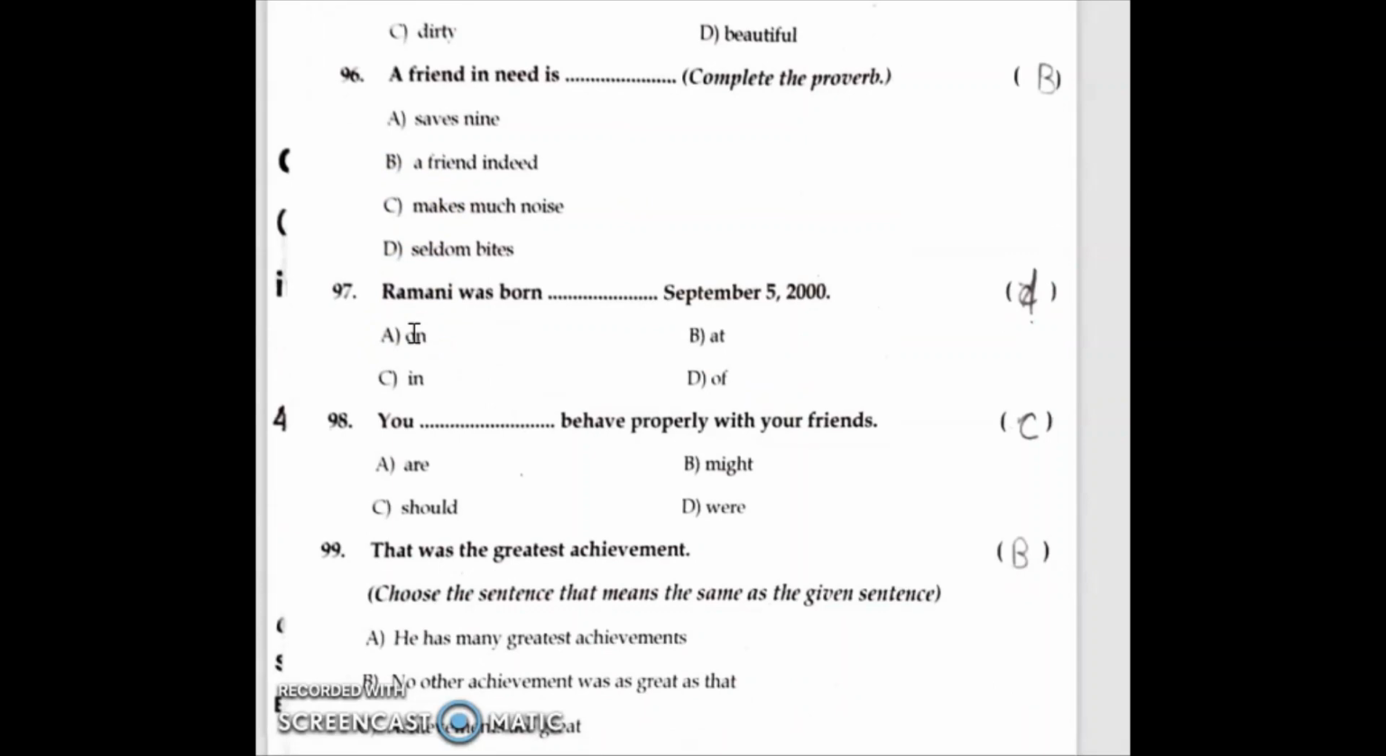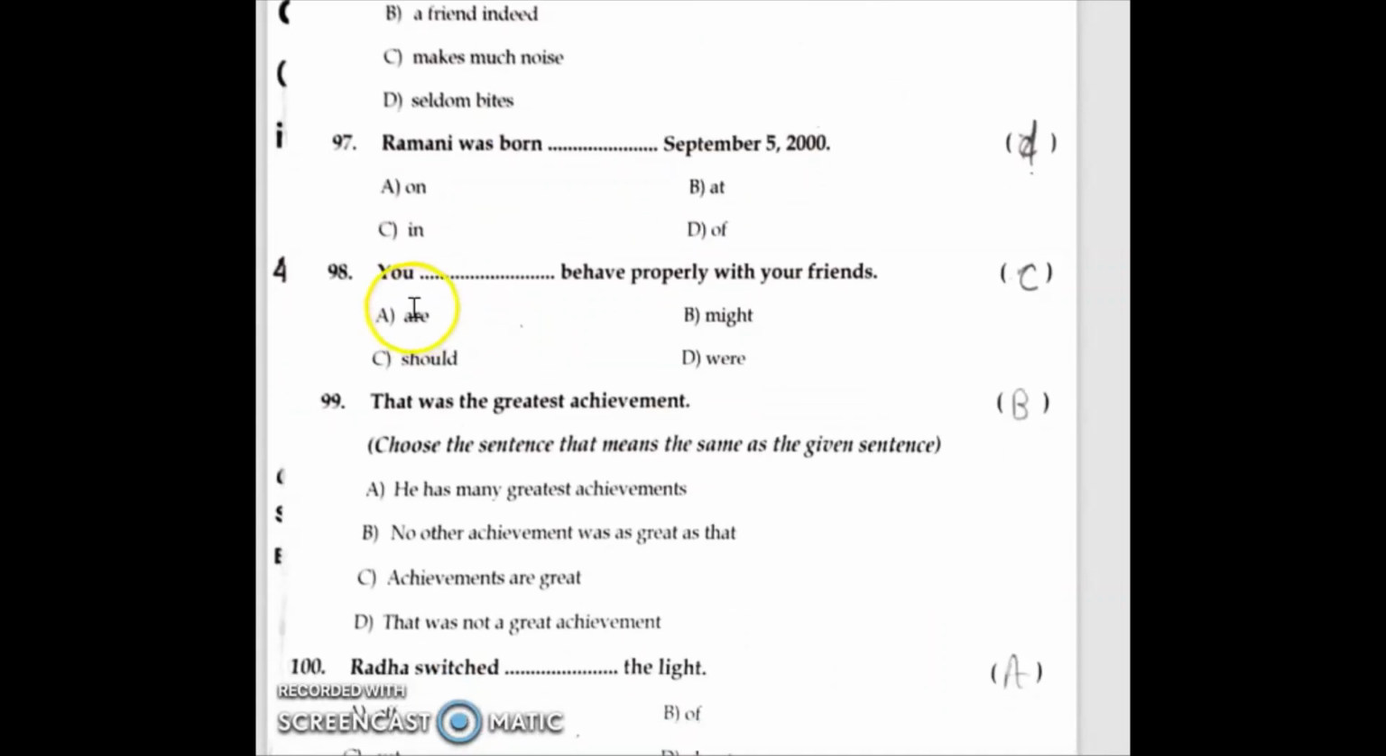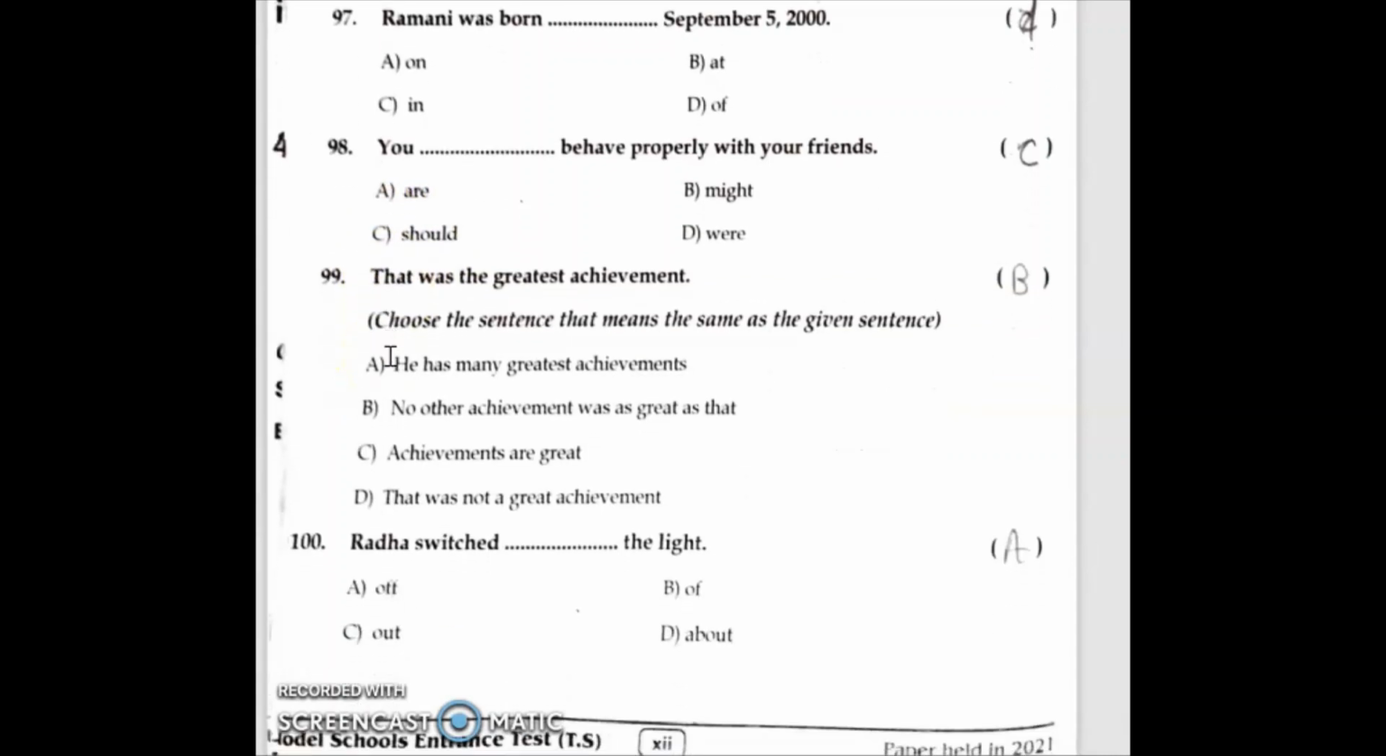Ramani was born on September 5th, 2000. On is the correct option here. You behave properly with your friends. You should behave. It is C. That was the greatest achievement. This means that no achievement was as great as that. So B is the correct option. Roger switched the light. Here A off.